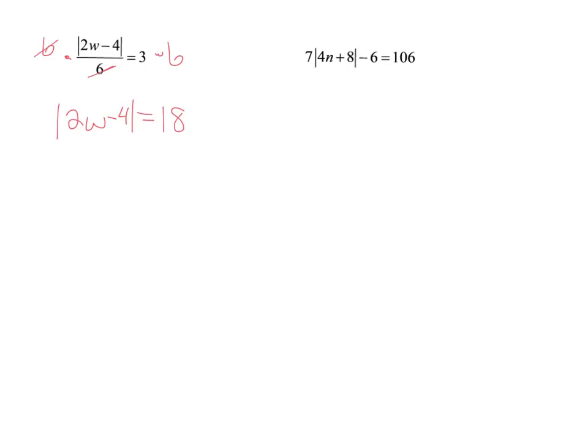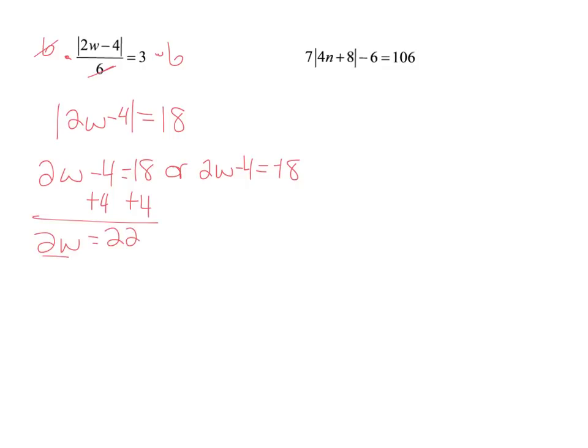Now that my absolute value is isolated, I say, what has an absolute value of 18? 18 and -18, right? So 2w minus 4 can equal 18, or 2w minus 4 can equal -18. Now, these two equations, you should be able to solve without any problems, right? So I'm going to add 4 to both sides. On 2w minus 4 equals 18, I get 2w equals 22. Going to divide both sides by 2, and w equals 11.